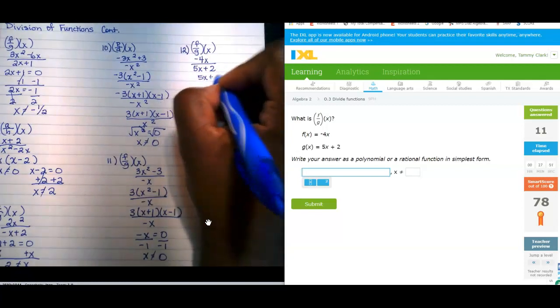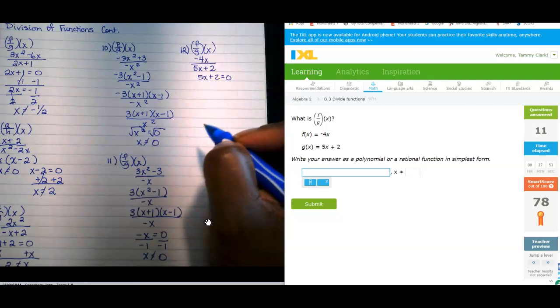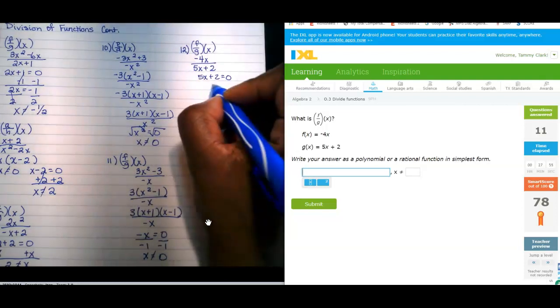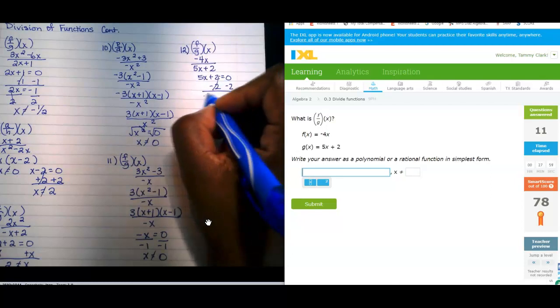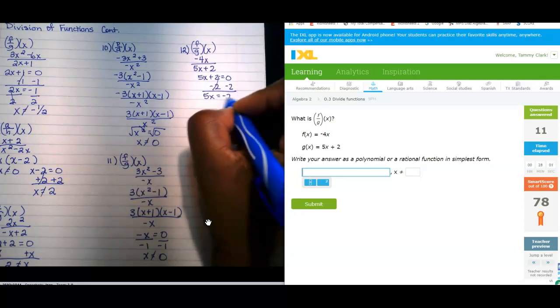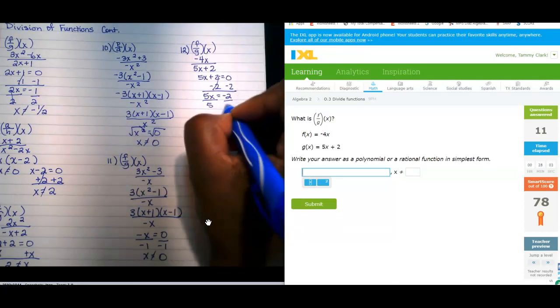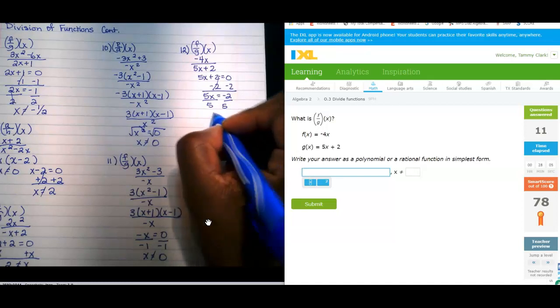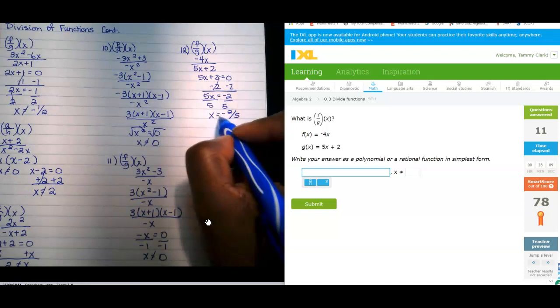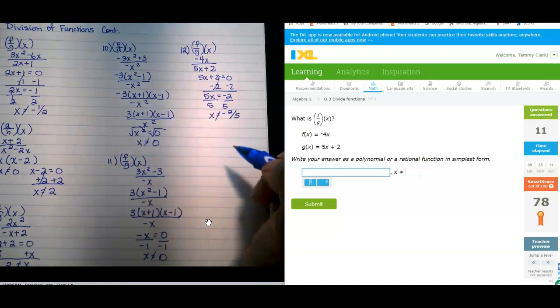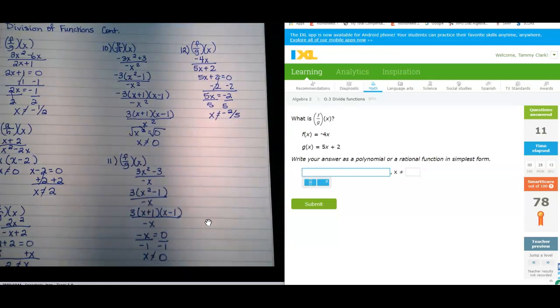It's 5x plus 2 is equal to 0. We're going to solve for x. Let's subtract 2 from both sides of the equation. We've got 5x equals negative 2. Divide by 5 on both sides of the equation. Therefore, x is equal to negative 2/5, meaning that negative 2/5 is our excluded value. The domain would be all real numbers except negative 2/5.